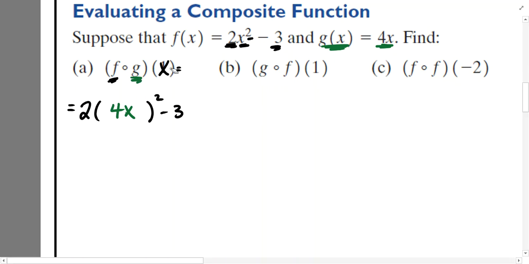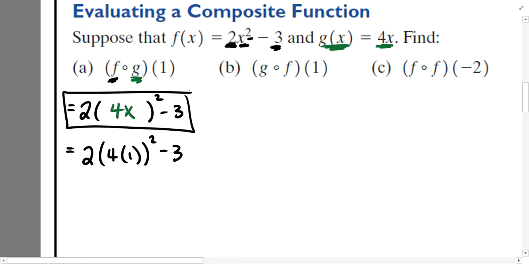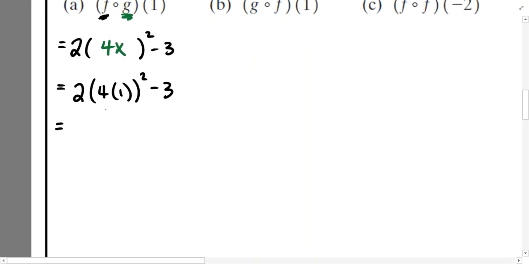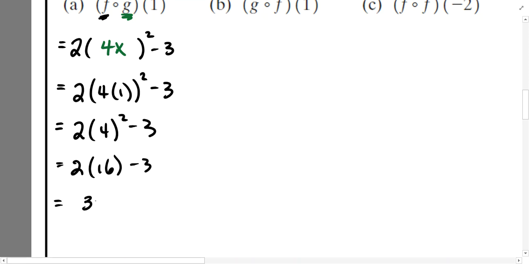And you can do one of two things now that we're being asked to answer f composed with g at 1. Well, we could certainly change the letter x to the number 1 at this point and simplify, which I think would be fair to do here. Or you could try to simplify this expression similar to step 2 in that warm-up problem, and then change the x to the number 1 at the end. If we were to simplify this as it is, we're left with 2 times 4 squared minus 3, which is 2 times 16 minus 3, which becomes 32 minus 3, and we end up with 29.